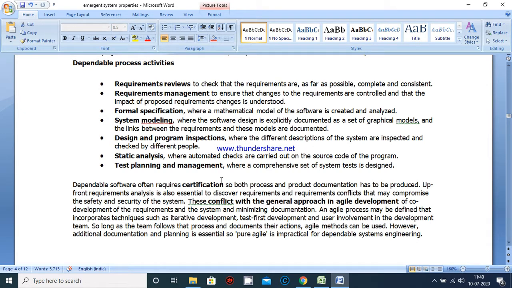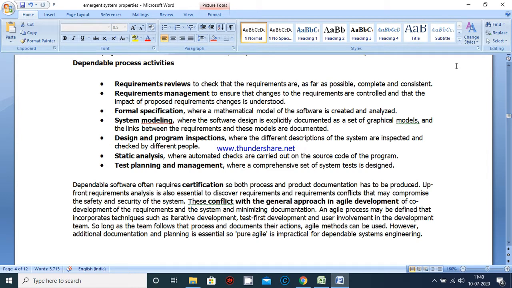So now, dependable software often requires certification, or both process and product documentation has to be produced. Upfront requirements analysis is also essential to discover requirements and requirements conflicts that may compromise the safety and security of the system. These conflict with the general approach in agile development.